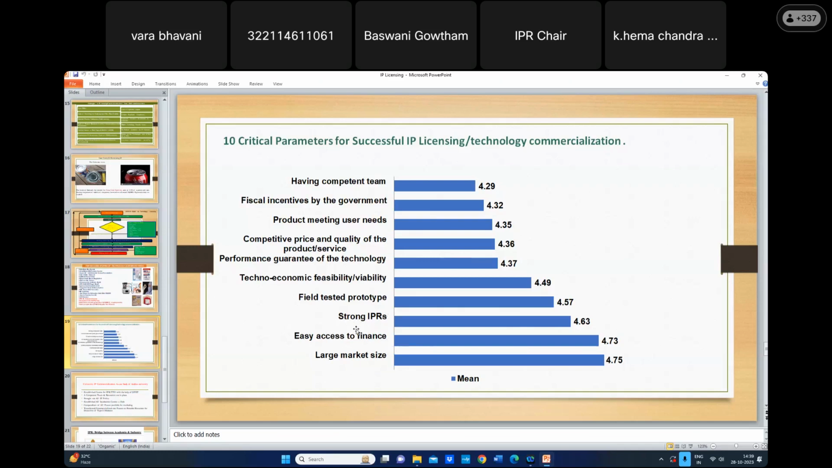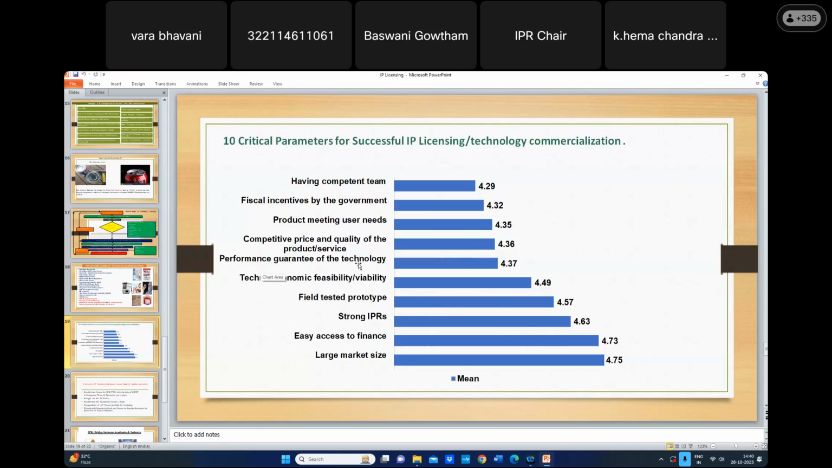Strong IPRs are also very, very important. The claims of a patent determine the strength of the technology. Field tested prototype: you need to test. You should have field tested before launching into commercial production or taking a license. If the technology is already tested at the field level, then the possibilities of becoming a successful enterprise are great. Techno-economic feasibility or viability establishment is very, very important.